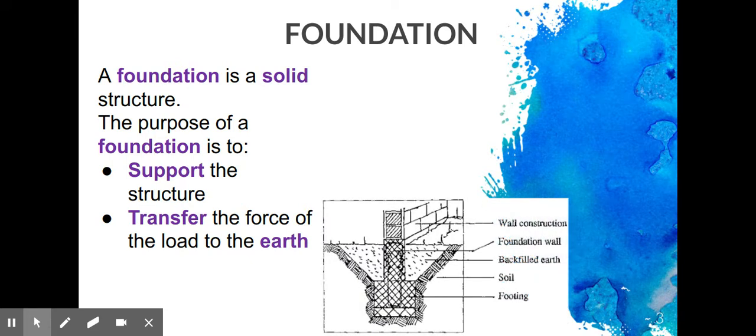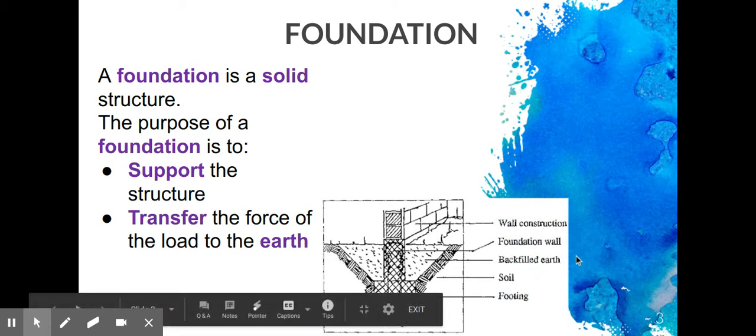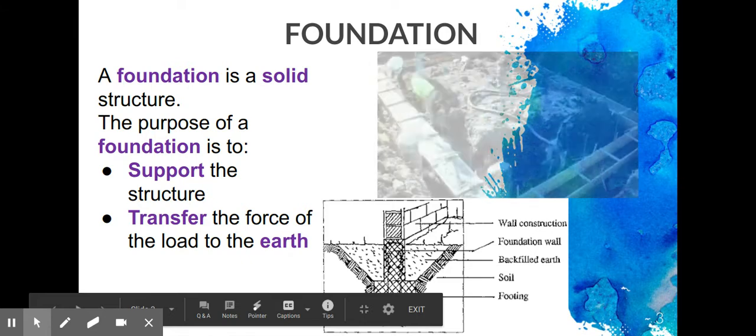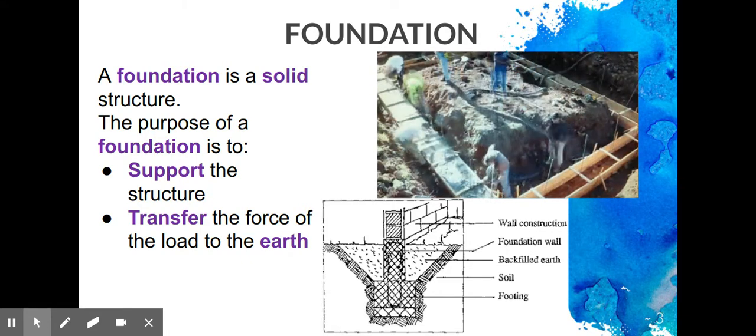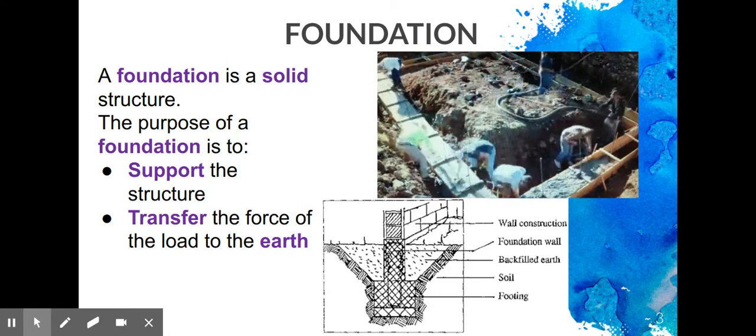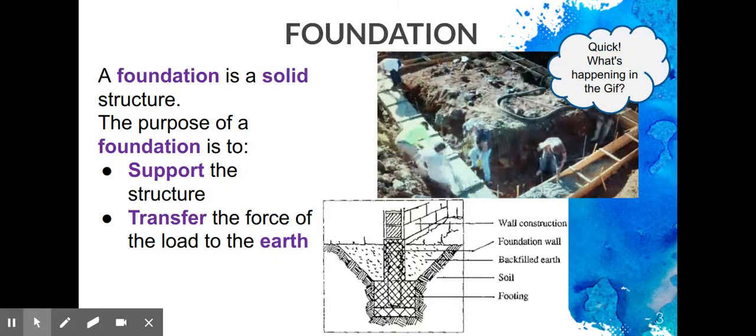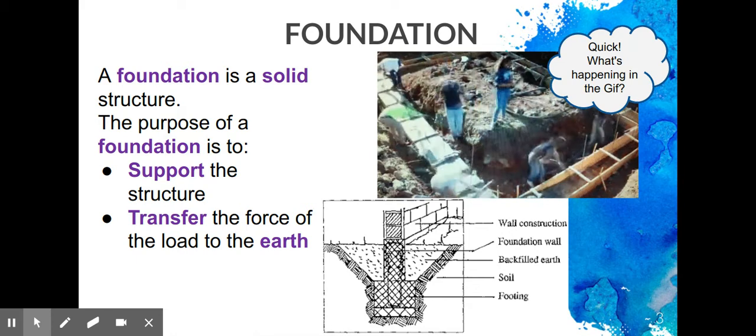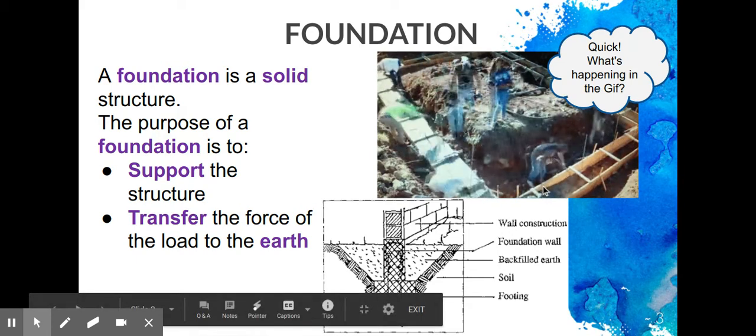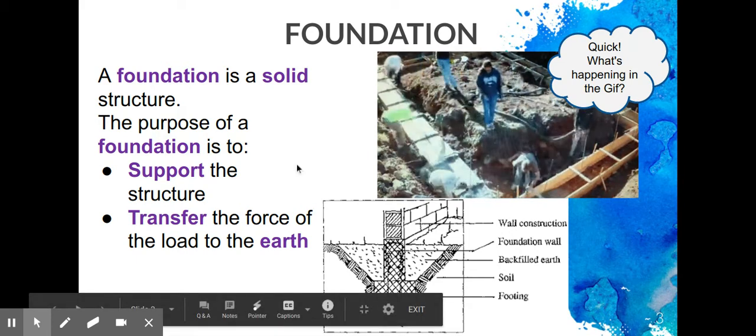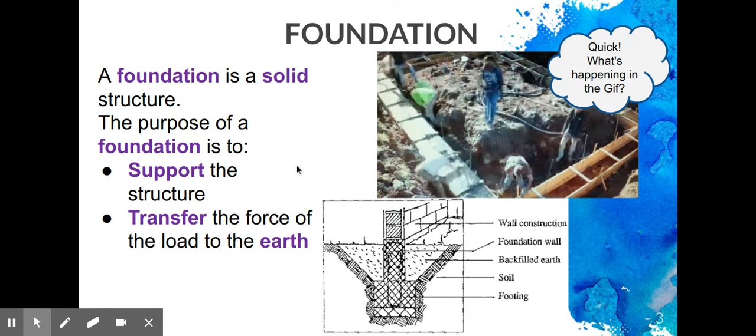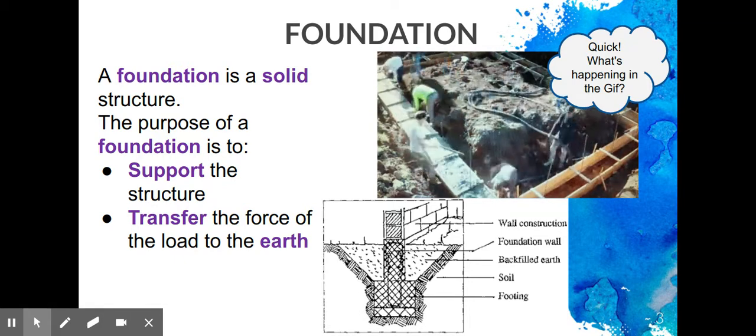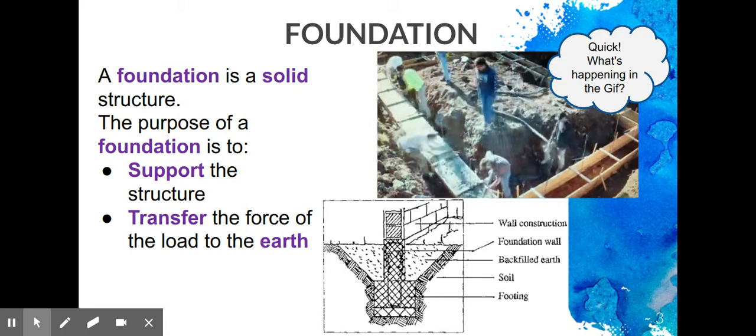This is a picture of what a cross-section of a foundation looks like. You can see that it sticks into the ground and anchors the house to whatever it is on. And I want you to describe what the GIFs are. If you were to describe what's going on in this GIF, you would see that these people are pouring a foundation, a concrete foundation. And like I said, the foundation is what's supporting the entire structure. So we want to see that it's very strong to transfer the force of the load to the earth.